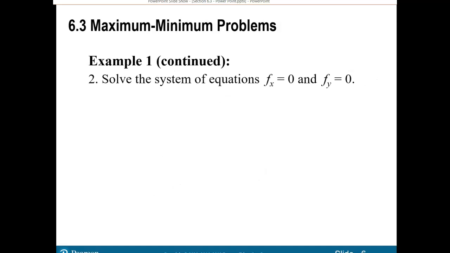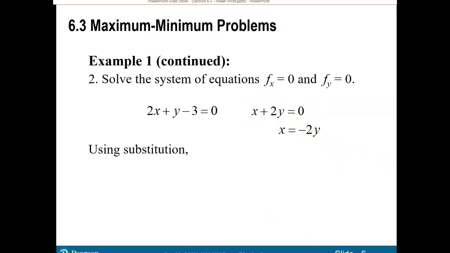All right. Solve the system of equations by setting those first partials with respect to x and y equal to 0. So that was my partial with respect to x and my partial with respect to y. The first ones, set those to 0, and we're going to solve this system. Okay, so we can do substitution or elimination. They're doing substitution here. So x would equal negative 2y using the second equation. Then plug that in over here. In place of x, plug in negative 2y.